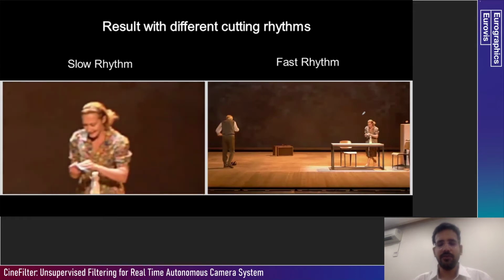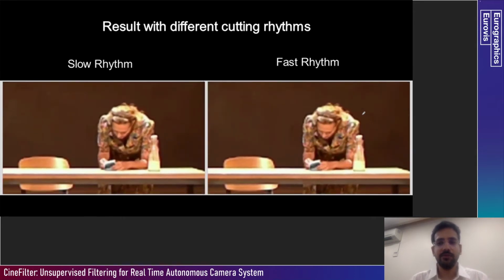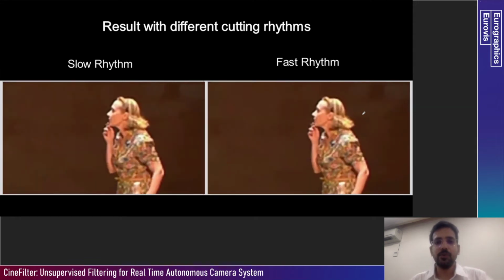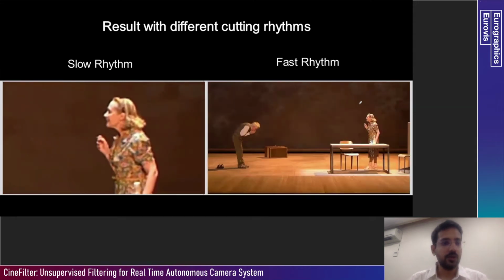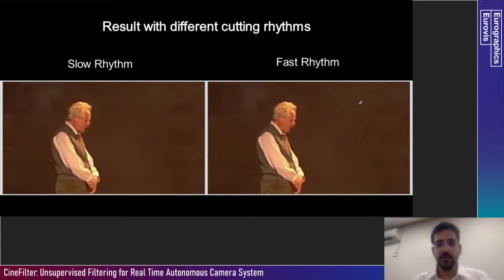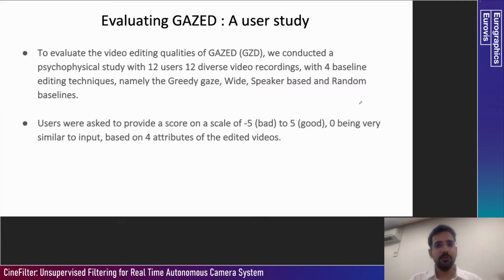You see that the fast rhythm is putting a few more cuts here and there. It's still not aggressive, but I think 3-4 more cuts than the slow rhythm one. Okay, in the interest of time, I'll move ahead.